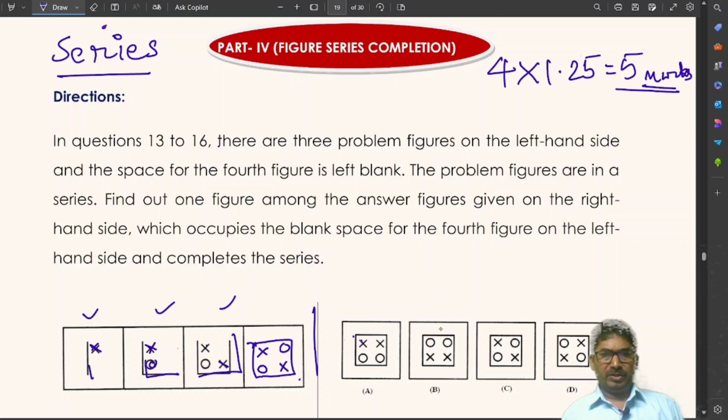So whichever figure has this in the question figures, that is the correct option. Which figure has like this, into 0, into 0, into 0, into, no, this is not correct. Next, into 0, no, this is also not correct. Into 0, into 0, so this is correct. So option C is absolutely correct. So this is the correct option.